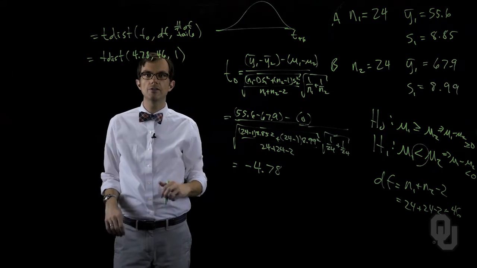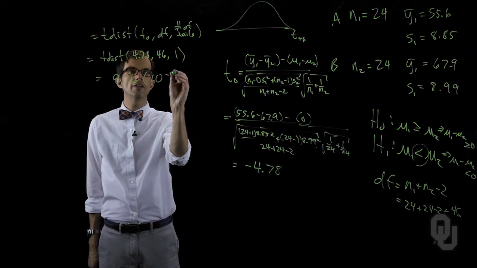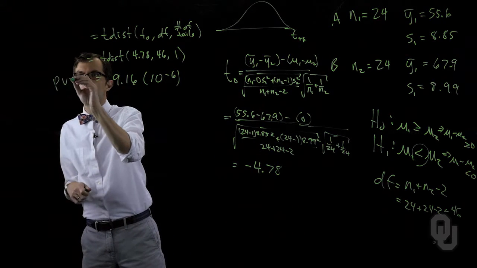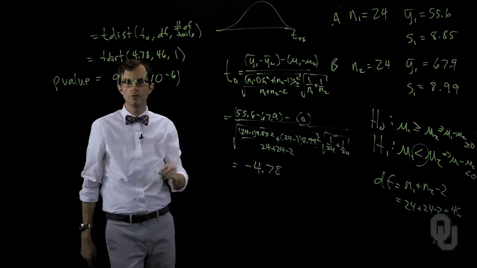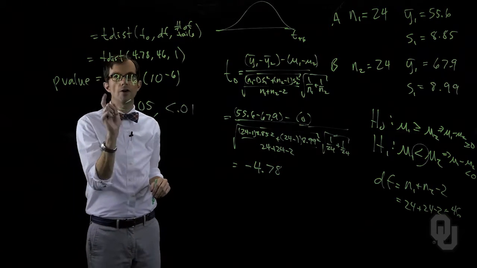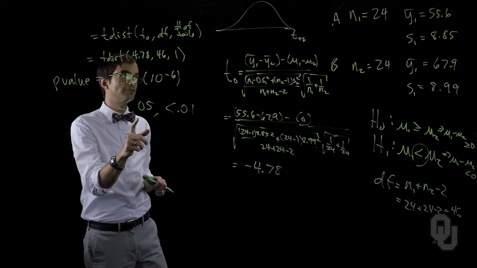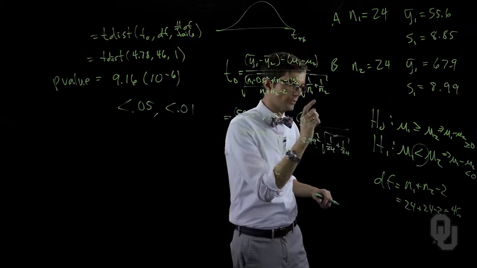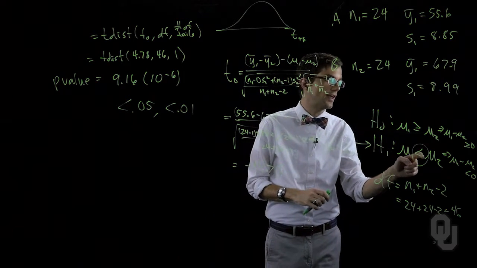When we input this into Excel, we get something like 9.16 times 10 to the negative 6. Very small p-value. This is the p-value right here, smaller than most any alpha you would ever choose, smaller than 0.05, smaller than 0.01. So since the p-value is smaller than alpha, we reject the null, and conclude that indeed mu1 is less than mu2.